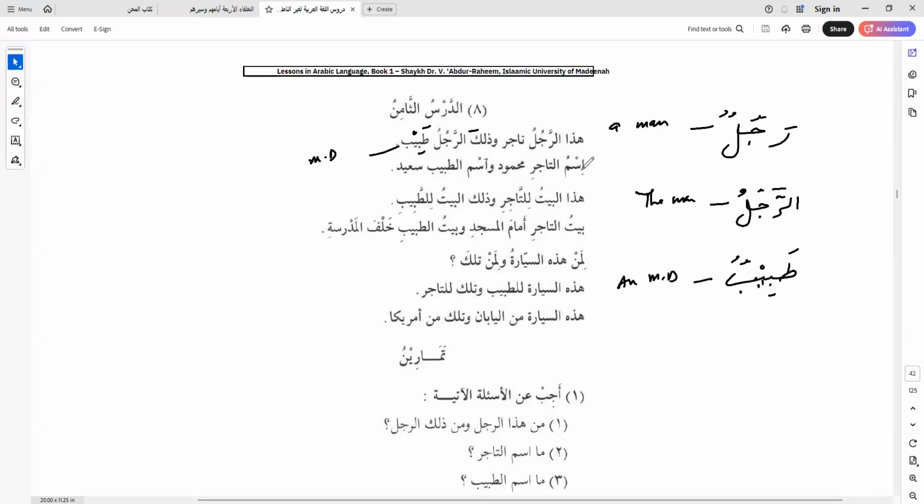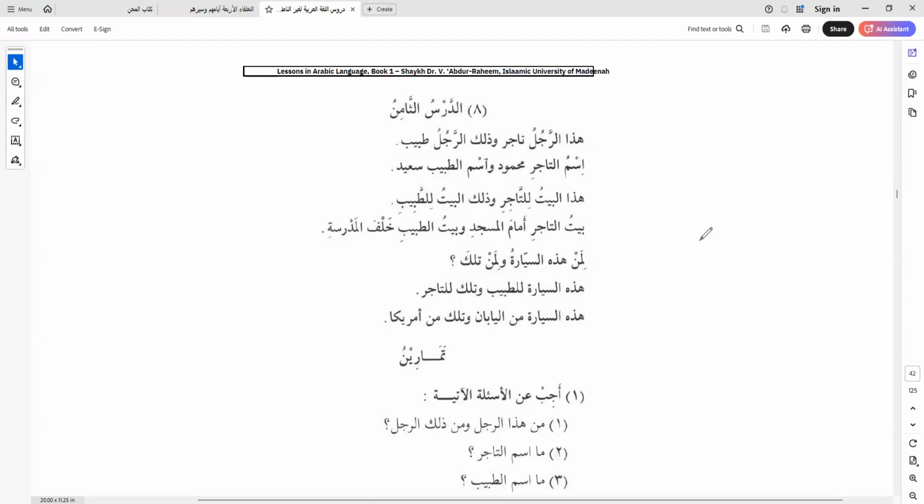اسمه. Now this is Hamza tul-Wasl. Because it is starting the sentence, we have to say E. Ismo. Name. Ismon. Name. So you can say Ismuhu, his name. And then you can also write Ismuha, her name.